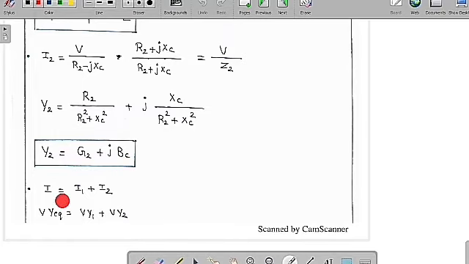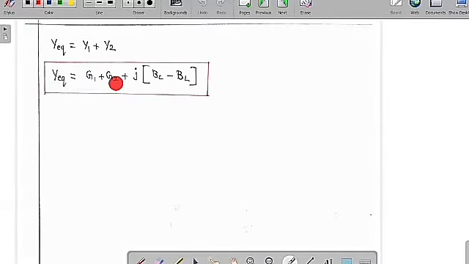If you apply KCL at that node, the overall current is equal to the summation of the individual currents, which is I equal to I1 plus I2. But the voltage is the same, so V by Z equivalent is equal to V by Z1 plus V by Z2. But 1 by Z equivalent is Y equivalent, 1 by Z1 is Y1 and 1 by Z2 is Y2. So V into Y equivalent is equal to V into Y1 plus V into Y2. V is common in each and every term, so we cancel the common part V, and we finally get Y equivalent is equal to Y1 plus Y2.